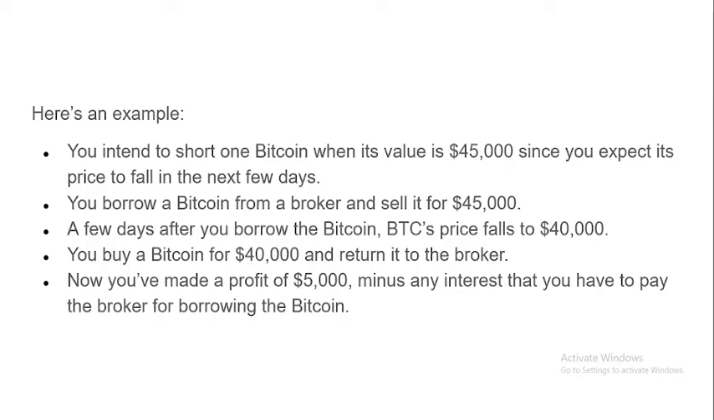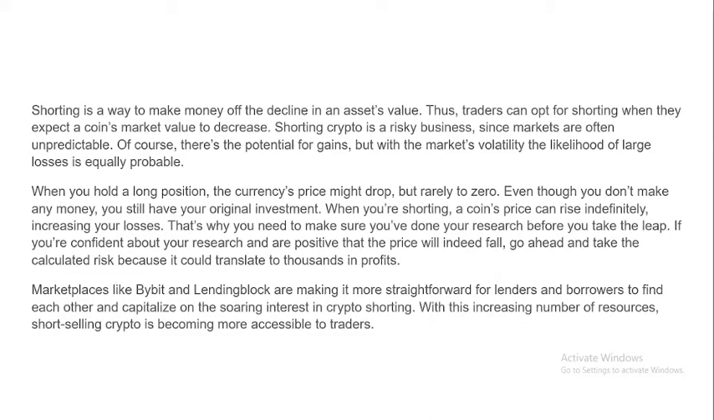For example, you intend to short one Bitcoin when its value is 45,000, since you expect its price to fall in the next few days. So you borrow a Bitcoin from a broker and sell it for 45,000. A few days after you borrow the Bitcoin, BTC price falls to 40,000. Then you buy a Bitcoin for 40,000 and return it to the broker. Now you've made a profit of 5,000, minus any interest that you have to pay the broker for borrowing the Bitcoin.